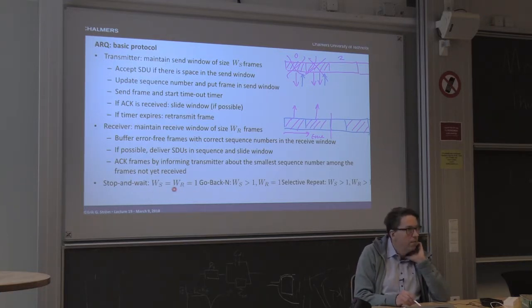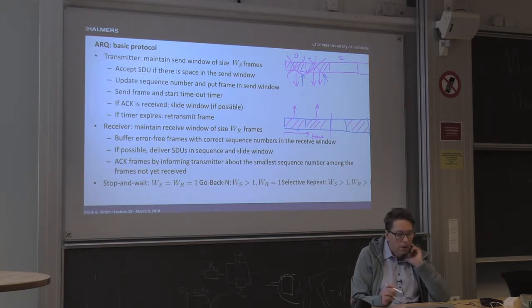Stop and wait: we have send window and receive window equal to 1. Go back n: we have a send window which is greater than 1, and a receive window which is equal to 1. Selective repeat: both of these windows are greater than 1. And then there is some logic associated with this.